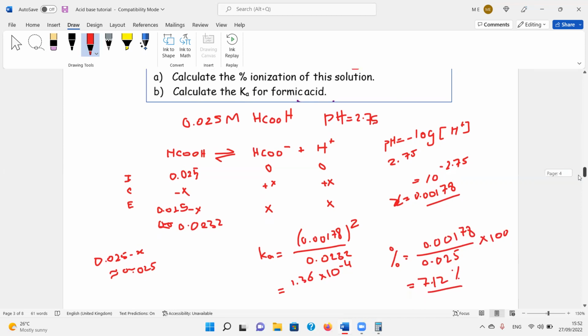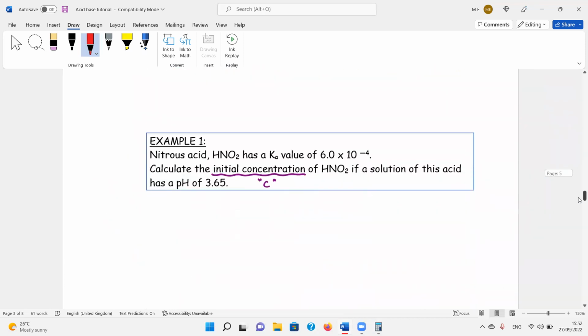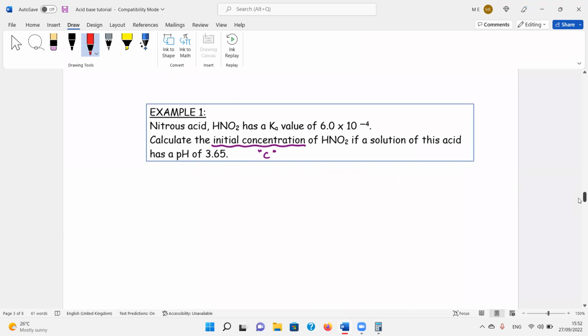So it's a very small percentage of ionization as compared to the strong acids, where they ionize 100%. Okay, so the next question here, we have nitrous acid, HNO2, which has a Ka value as shown, and calculate the initial concentration if the solution has a pH of so and so. Again, we have a weak acid. We are given Ka.